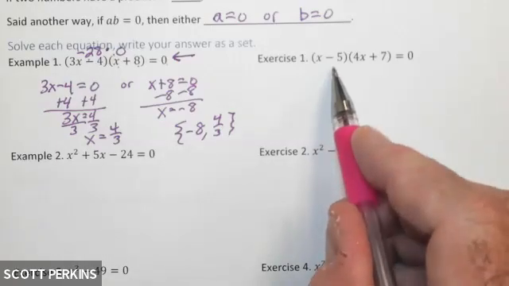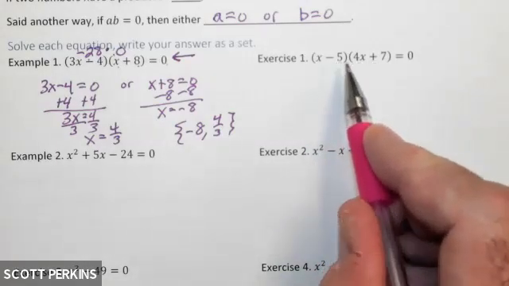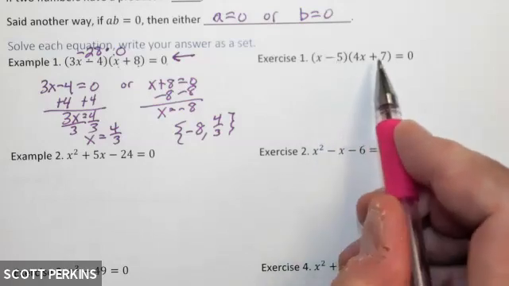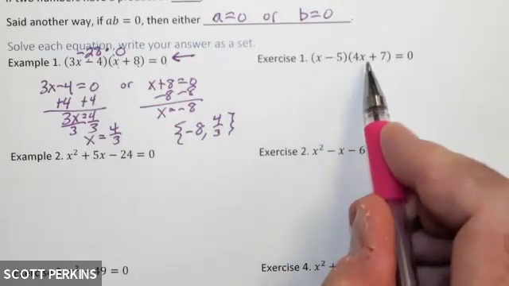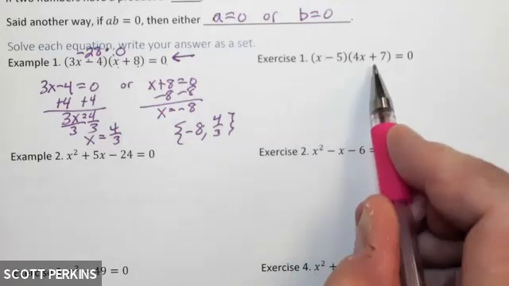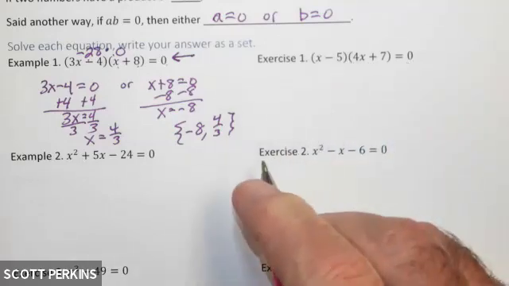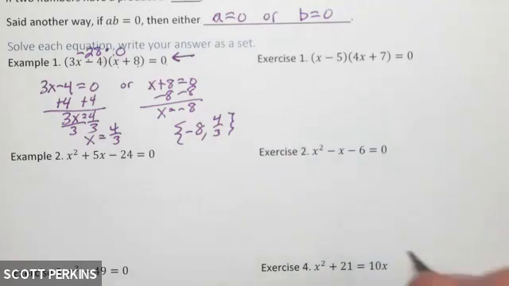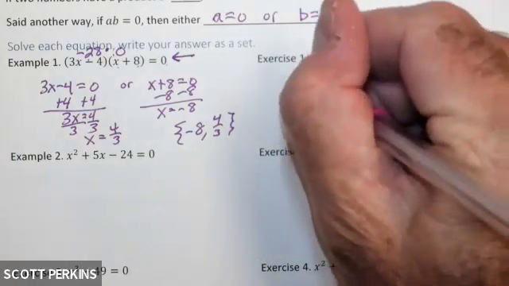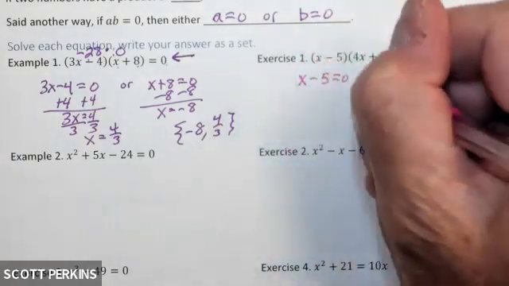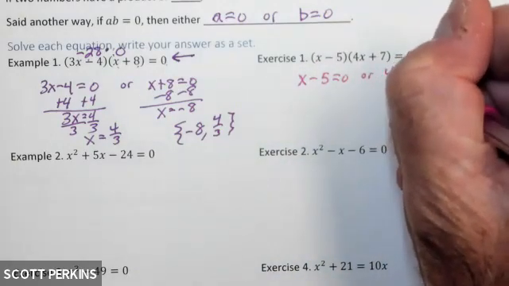So once again, I've set this up. I've got a product of two numbers, but I don't know either of those numbers. I know an expression for each of the numbers. One of them's x minus 5. One of them's 4x plus 7. But what I do know is when I multiply them, I get 0. So according to this common sense principle, each of these has the opportunity to be 0.